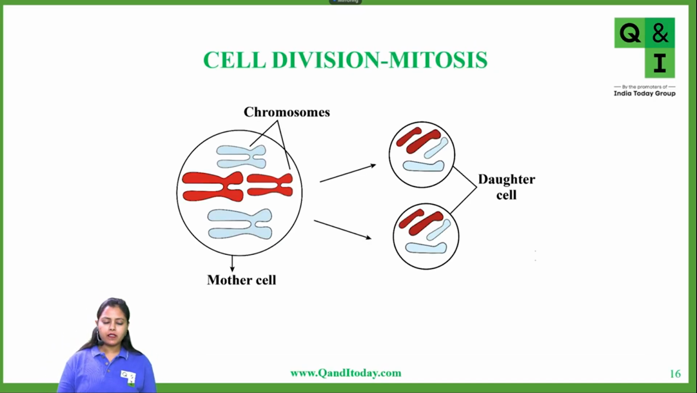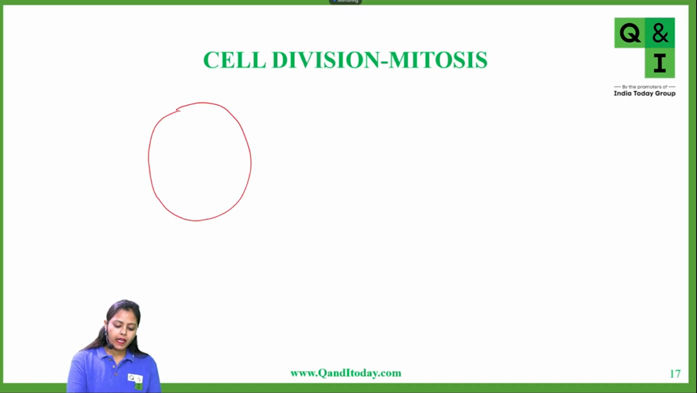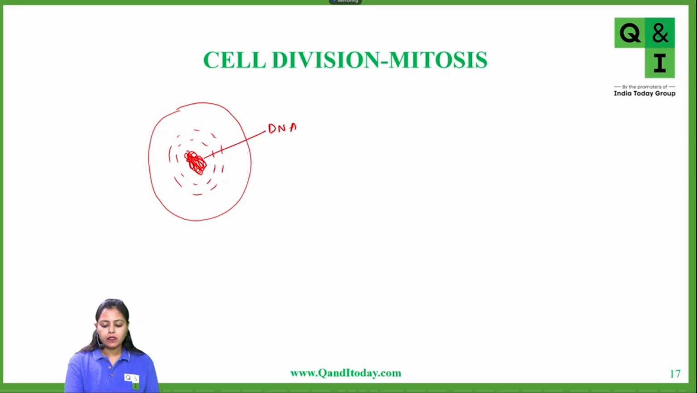Now let's quickly move ahead to cell division. Exactly what is cell division? Why is there a need for cell division? Let's understand this. What happens when we talk of a cell? Inside the cell, there is a nucleus present, and this nucleus contains the genetic information. It contains the DNA. This is your DNA and this is your nucleus.